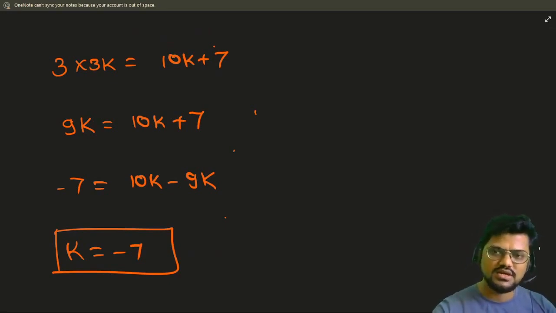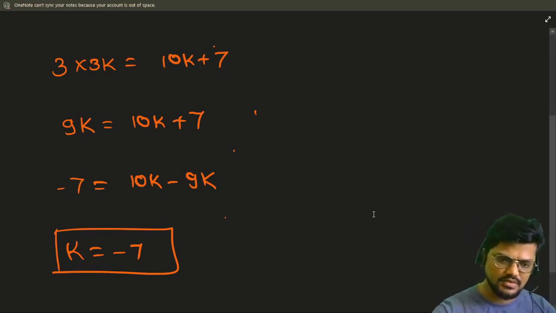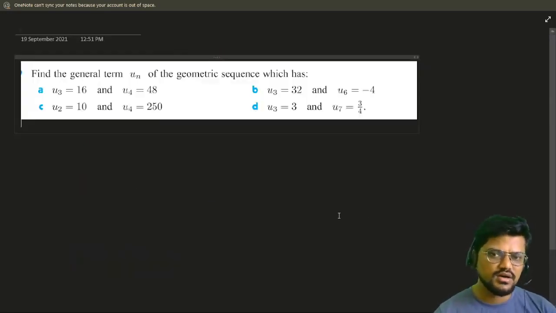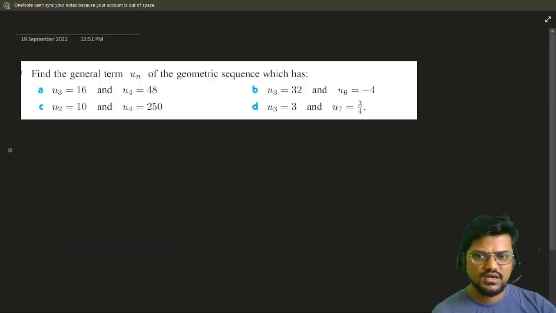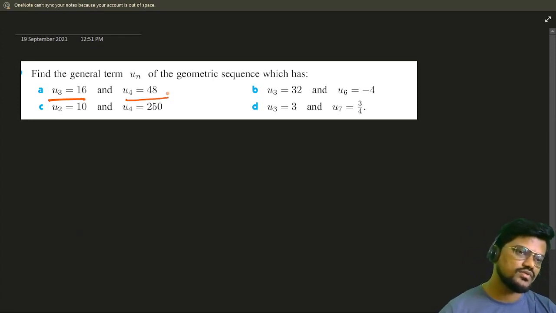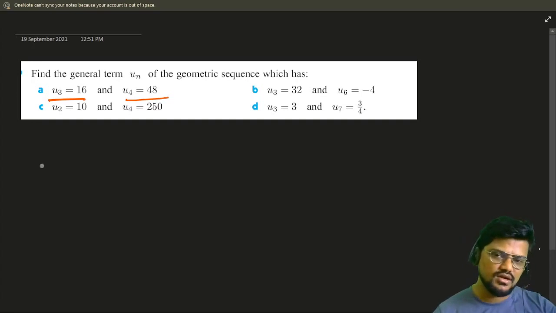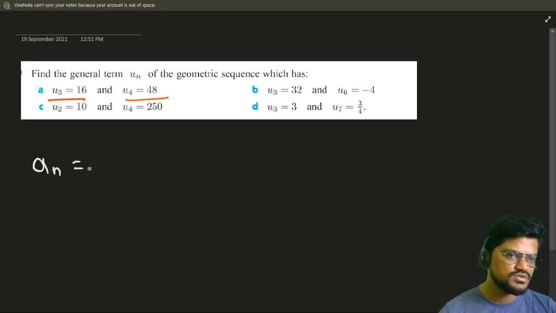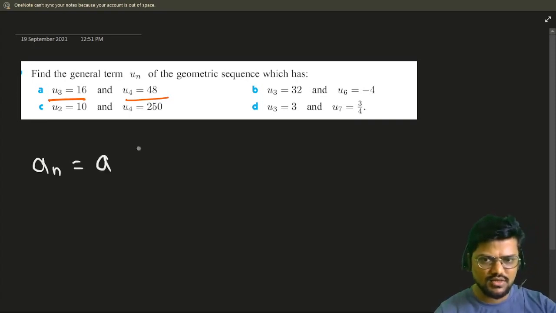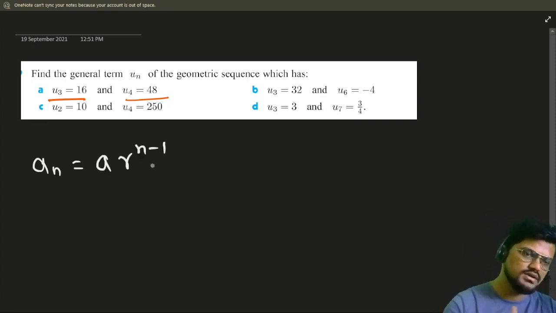Now, as you said that you don't know how to solve this type of question. Find the general term un of a geometric sequence, if the third term is given as this and the fourth term is given as this. You have to find the general term. First, what is the general term of a geometric progression? Tn equals what in a geometric progression? Yeah, ar raised to n minus 1, right? This is the general term.